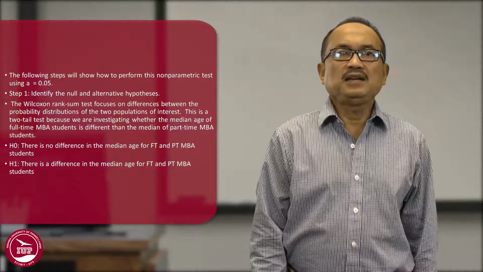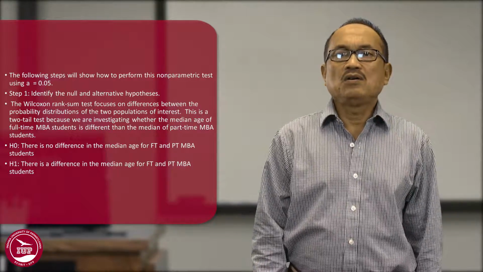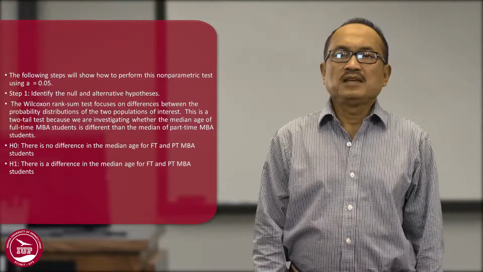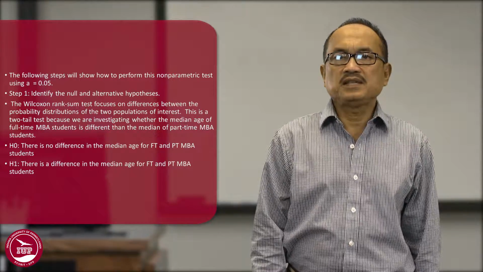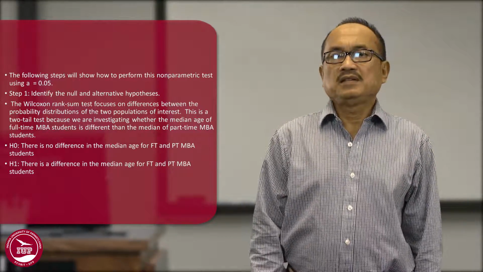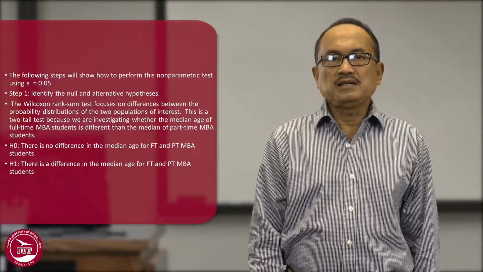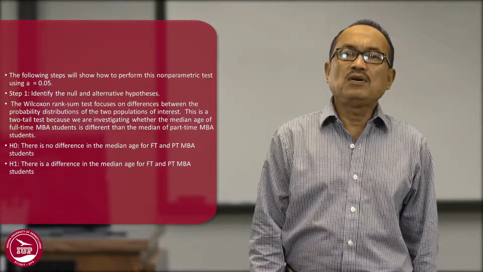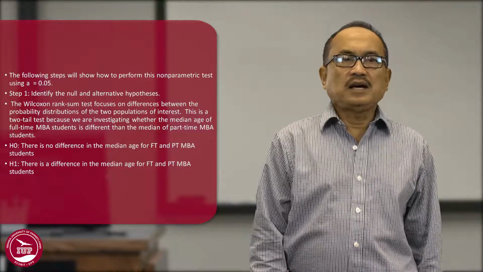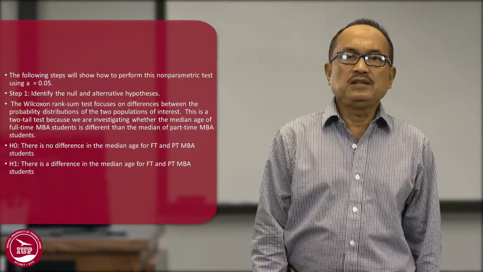Step 1. Identify the null and alternative hypotheses. The Wilcoxon rank sum test focuses on differences between the probability distributions of the two populations of interest. This is a two-tailed test because we are investigating whether the median age of full-time MBA students is different than the median age of part-time MBA students. So the null hypothesis is there is no difference in the median age for FT and PT MBA students. Alternative hypothesis, there is a difference in the median age for FT and PT MBA students.